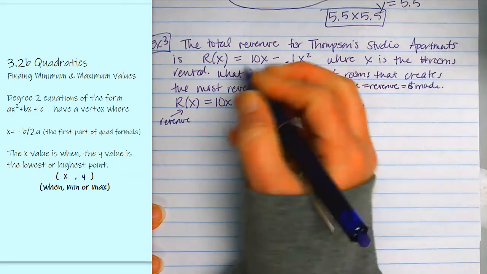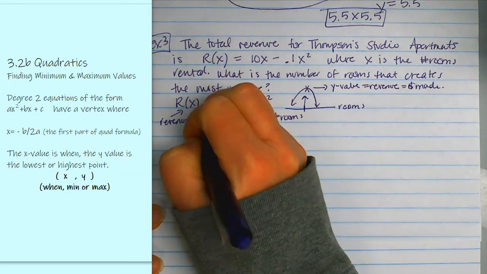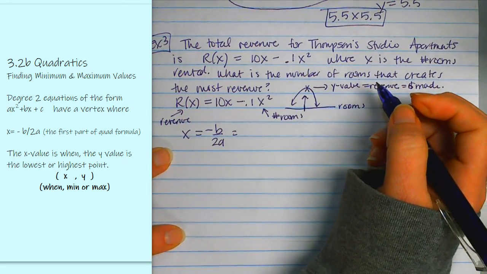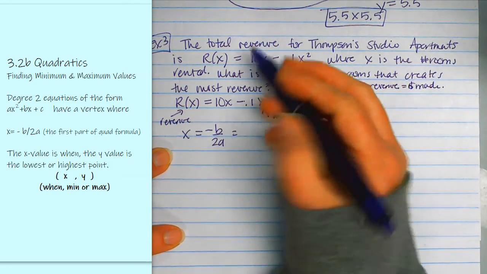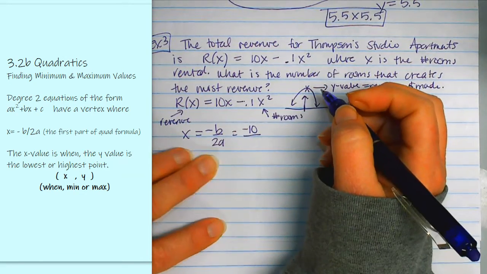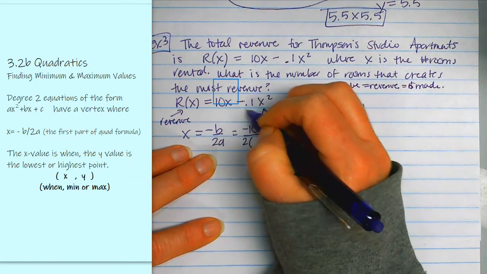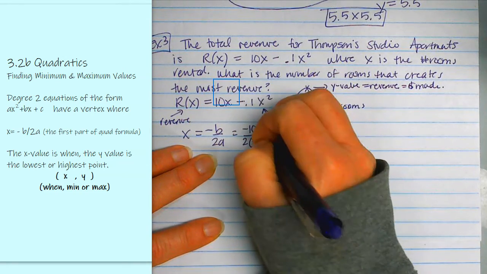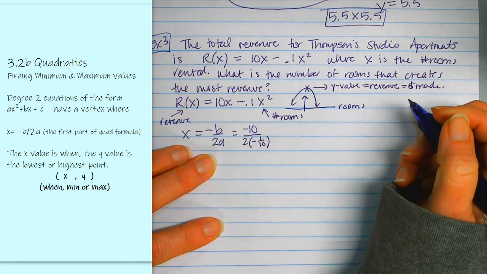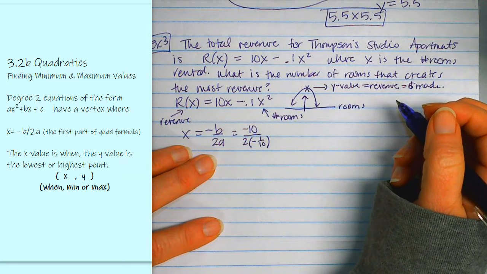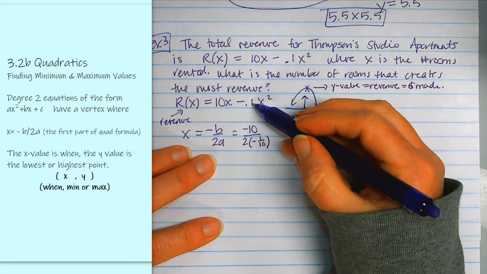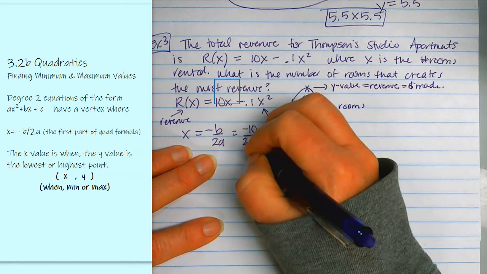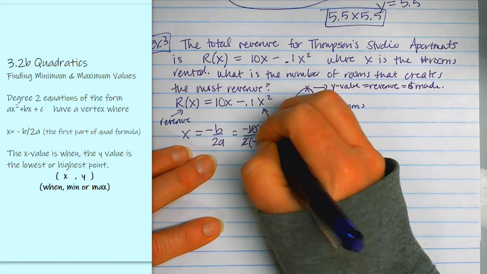And how do we do that? Simply, negative b over 2a gives us the x value. So I'm not going to rearrange this one. Negative b, that's the 10, so that's negative 10 over 2 times negative 0.1. I'm going to change that to 1/10, because in a second I'm going to flip over my fractions. So 0.1 and 1/10 mean the same thing. The two negatives cancel. I have 2 and 10 cancel, giving me 5.